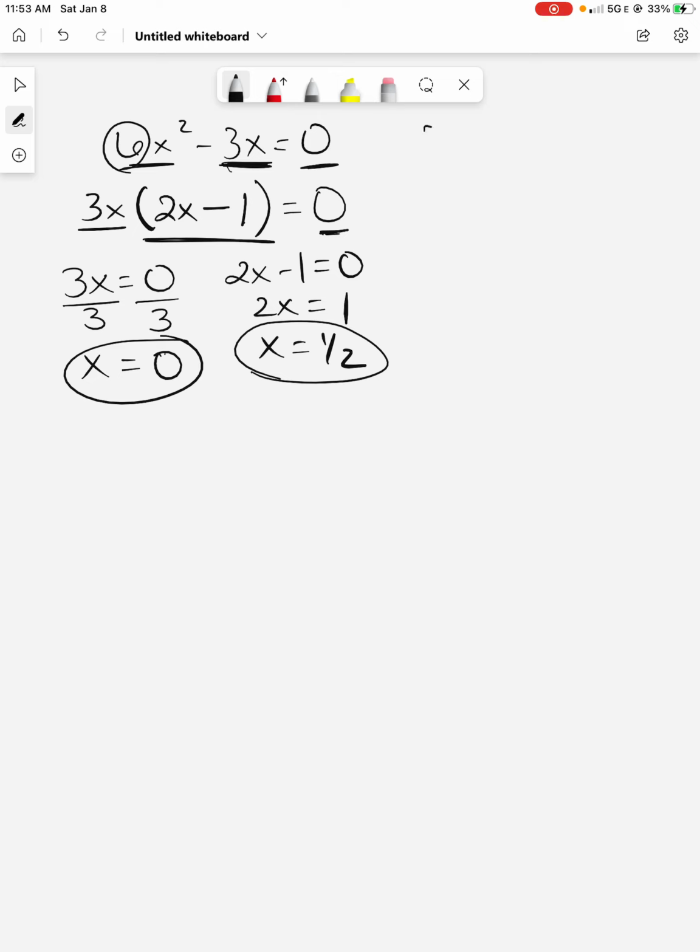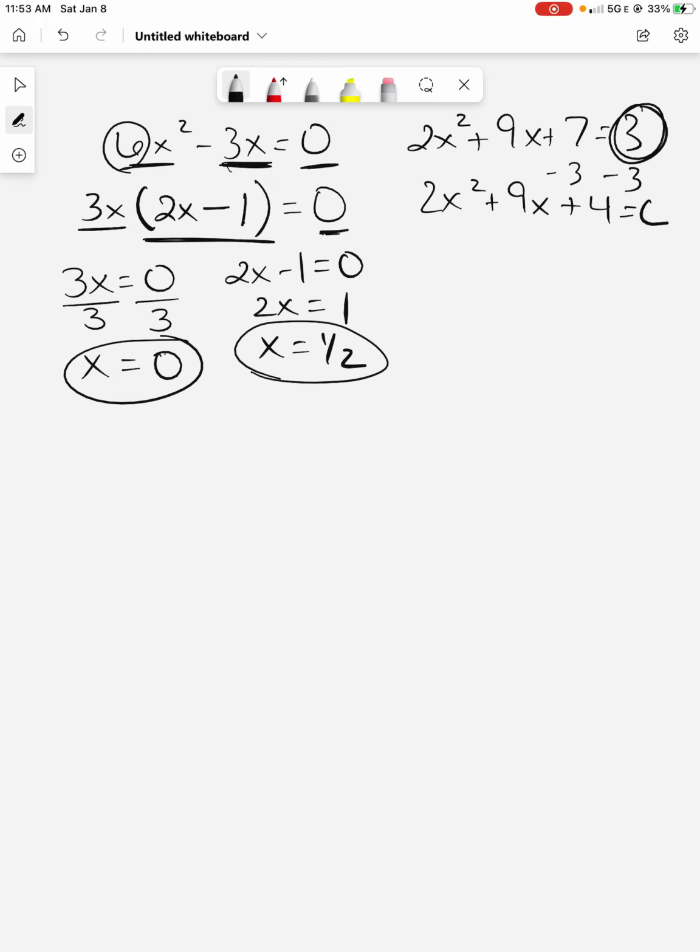Let's look at a slightly different type of factoring. We could have 2x squared plus 9x plus 7 equals 3. Remember, the first step in factoring is to get a 0 over here. We do not have a 0 here, so I need to subtract 3 from both sides. So we have 2x squared plus 9x plus 4 equals 0.